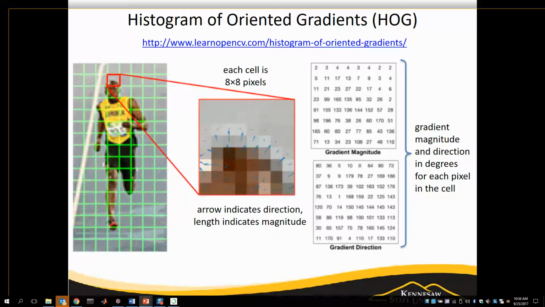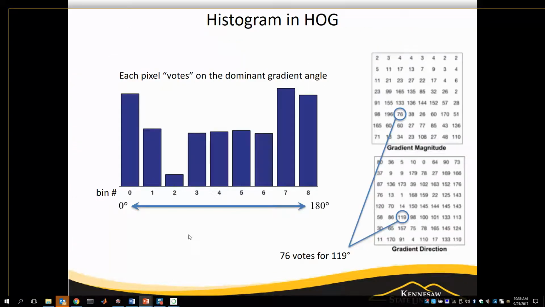So we've got this cell, I've got all these gradients, and I'm going to turn them into a histogram. Basically I want to know, for this particular cell, what is the dominant direction or directions of gradients in this cell? So we're going to create a histogram out of this, where every pixel in this 8x8 matrix gets to vote on its suggestion of where the strongest direction is for gradients in this cell.